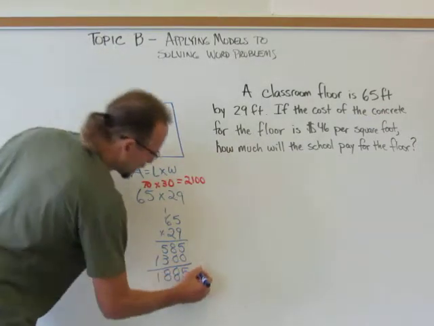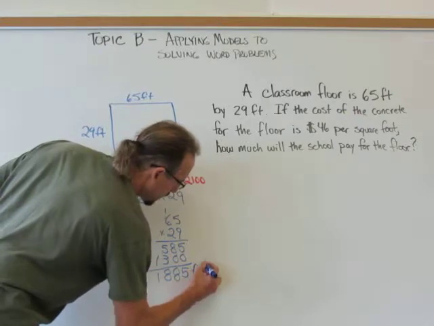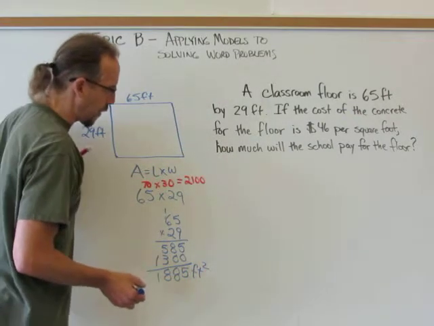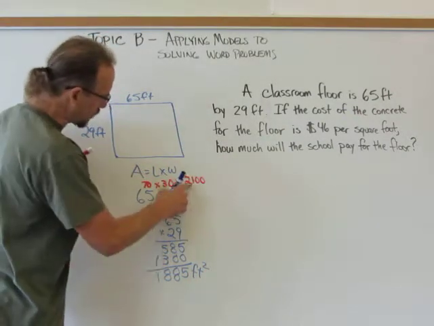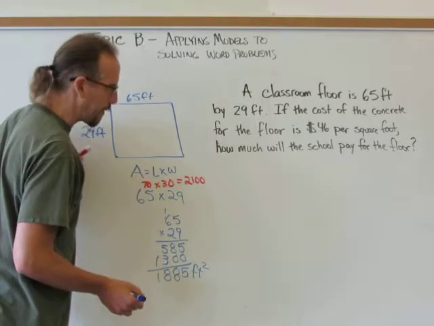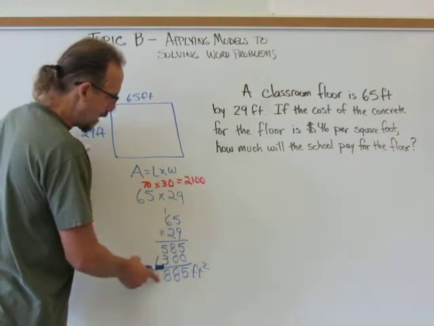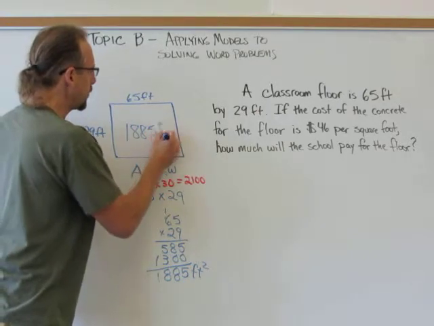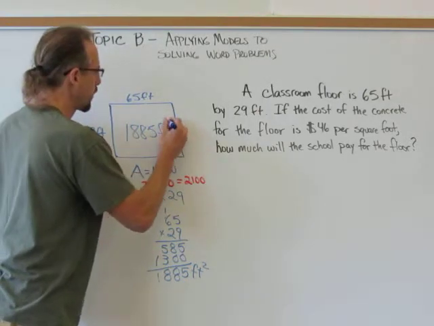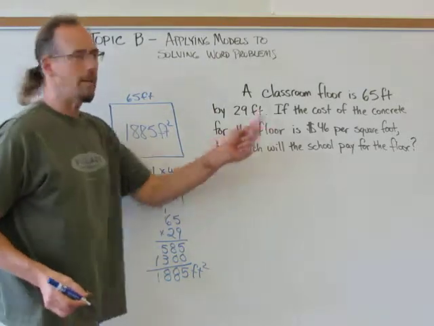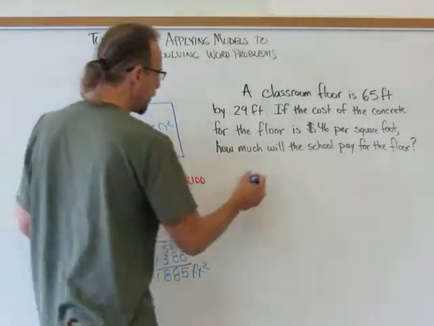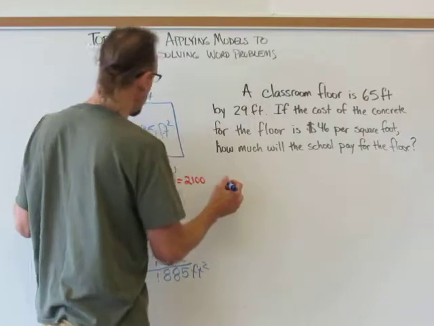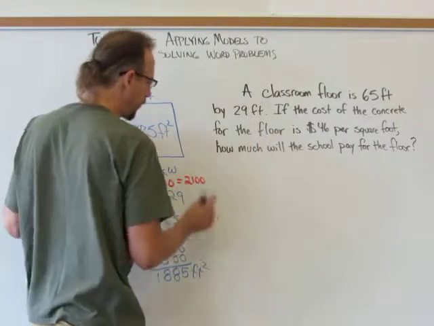And that's square feet. Of course, feet times feet gives you square feet. And that's close to my estimate, so I'm pretty sure I'm good so far. Now I know the area of my classroom, and I've got to figure out how much that concrete is going to cost. So I'm going to take that 1,885 and multiply it times 46.